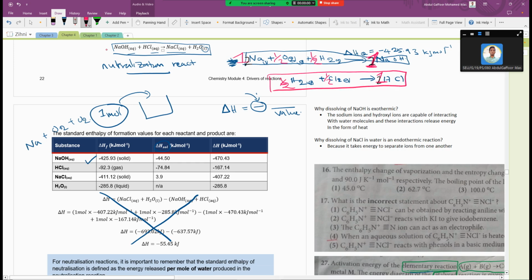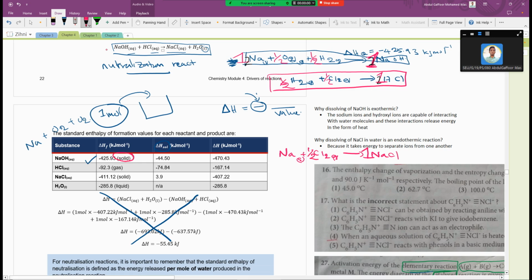Now for sodium chloride, can you write it down? Sodium solid plus Cl2 gas becomes NaCl. It should be 1 mole NaCl, so chlorine should be half mole.